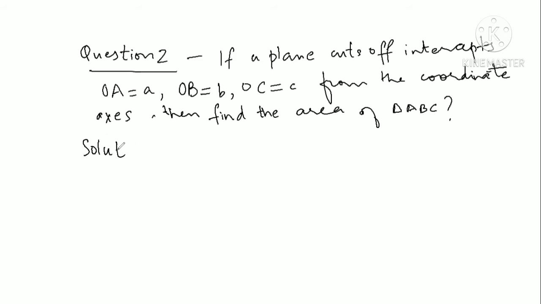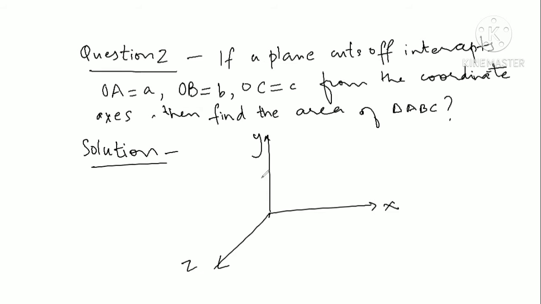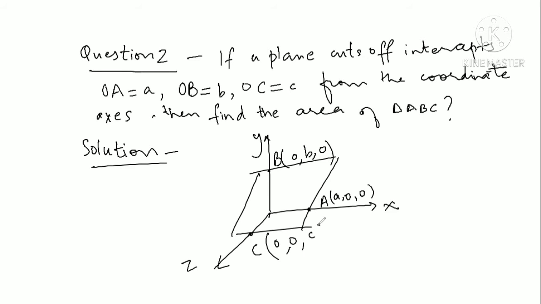So solution for this question. We have the x-axis like this, y-axis like this, and z-axis like this. Now the plane is cutting the coordinate axis this way. From the x-axis, it cuts off intercept of length a. So this point will be a comma 0 comma 0. From the y-axis, it cuts off intercept of length b. So 0 comma b comma 0. And from the z-axis, it cuts off a length of intercept c. So 0 0 c.